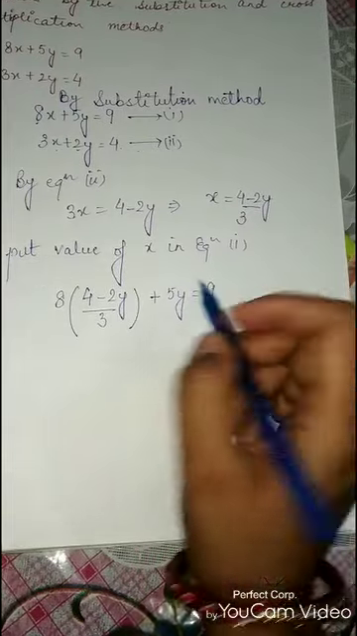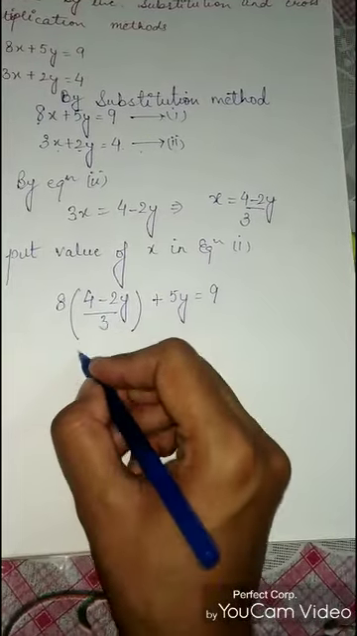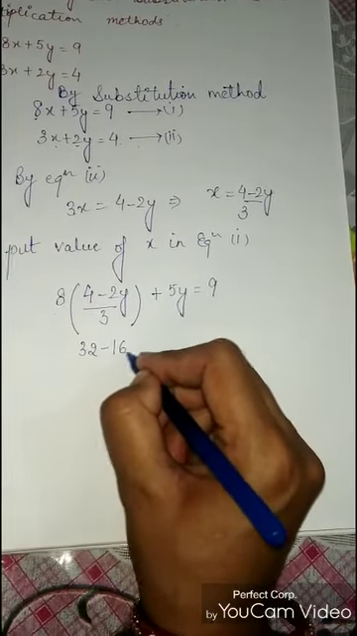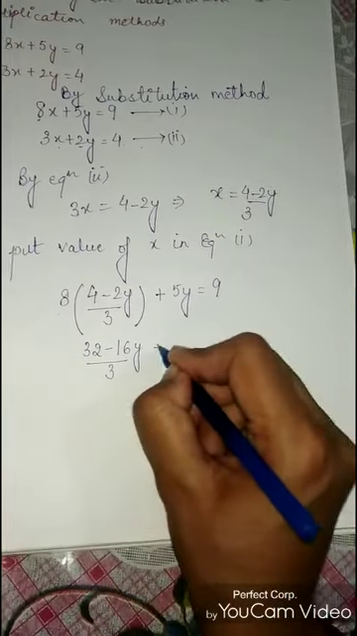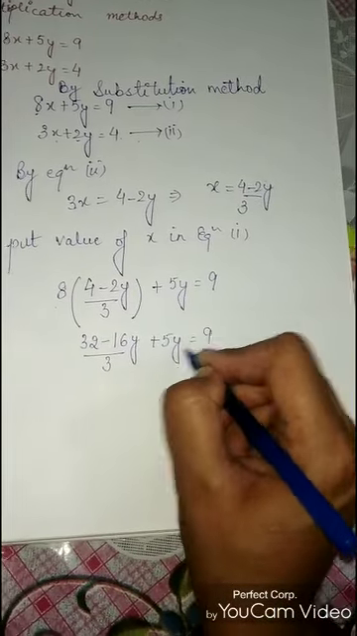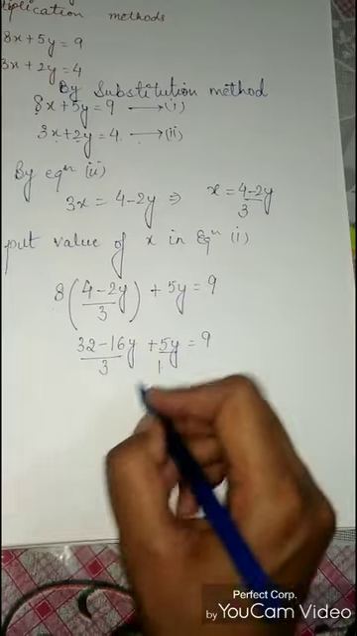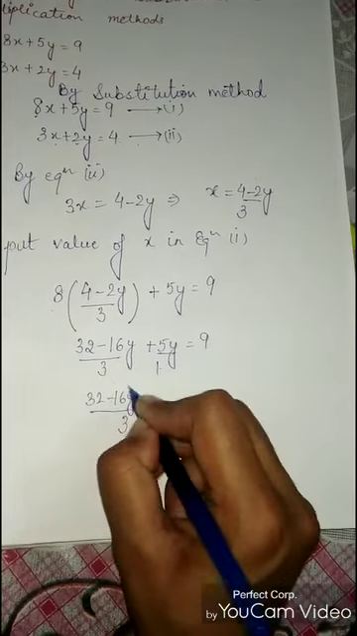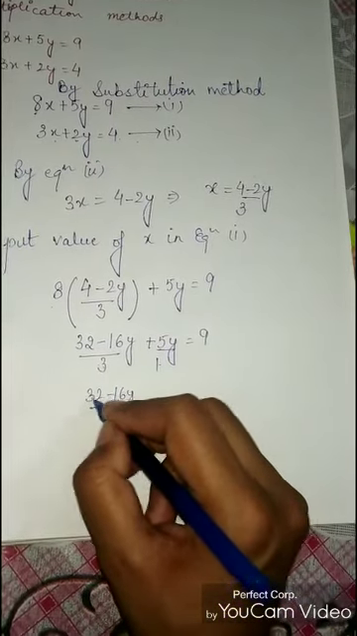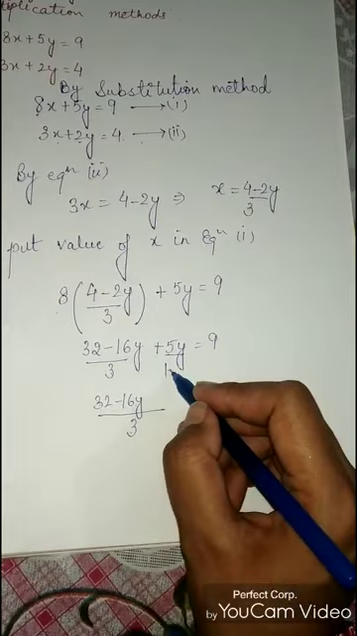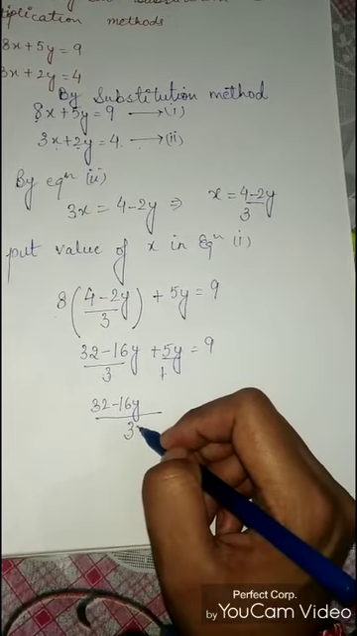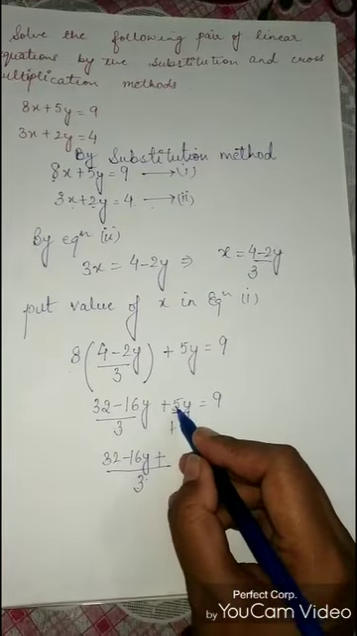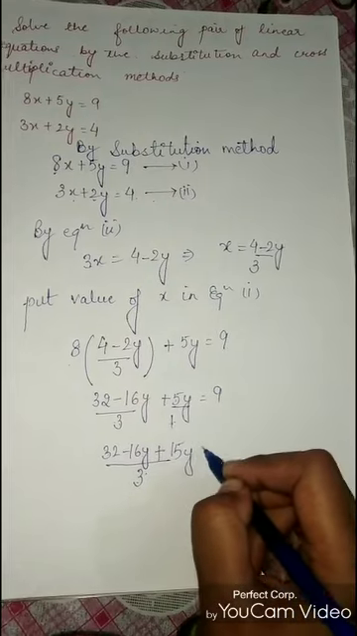Now solve. 8 will multiply with both the terms. So it will become 8 4s are 32 minus 8 2s are 16y upon 3 plus 5y is equal to 9. Here it is 1, so first we have to take the LCM. So 32 minus 16y, because 3 divided by 3 is 1. 1 multiplied with this number will be 32 minus 16y only. Now 1 divided by 3 is 3, and 3 multiplied by 5 will become 15y is equal to 9.